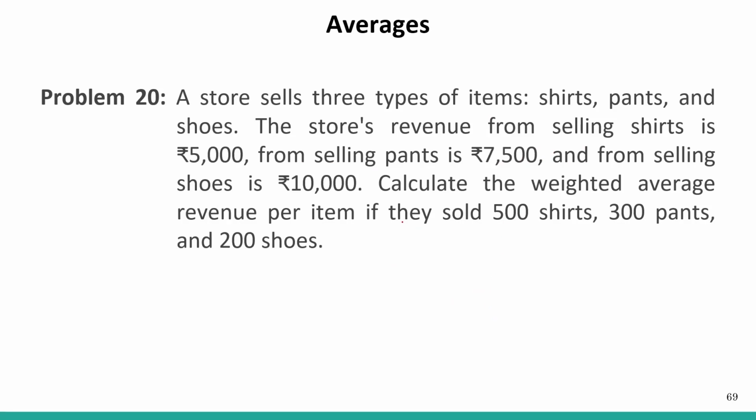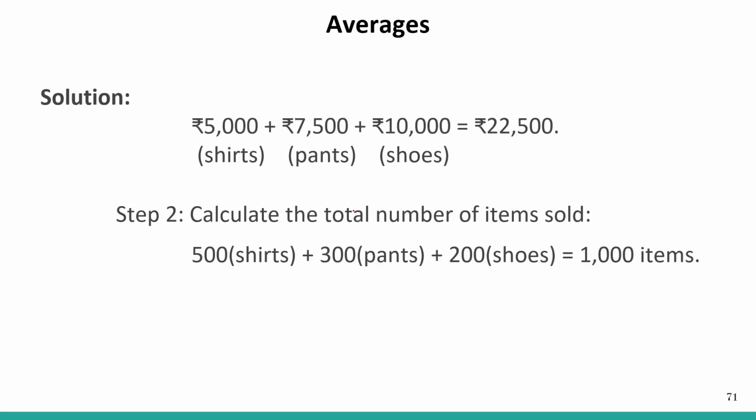So let's see problem number 20. A store sells 3 types of items: shirt, pant and shoes. The store's revenue from selling shirts is 5,000 only, from selling pants is 7,500 rupees, and from selling shoes is 10,000 rupees. Calculate the weighted average revenue per item, if they sold 500 shirts, 300 pants and 200 shoes.